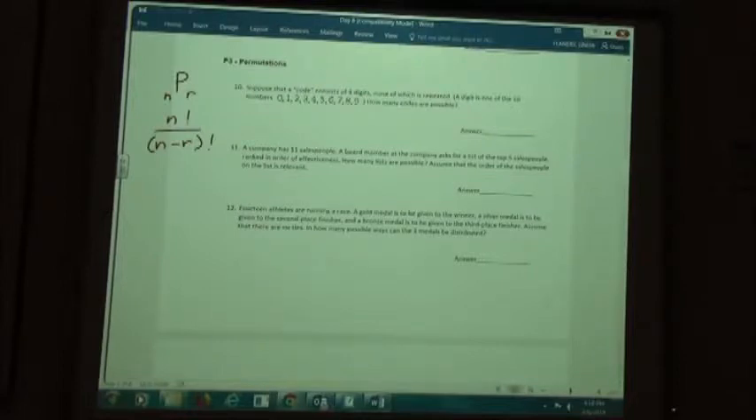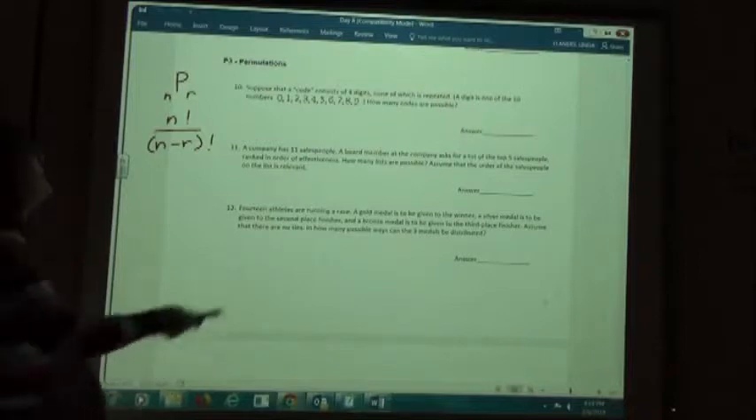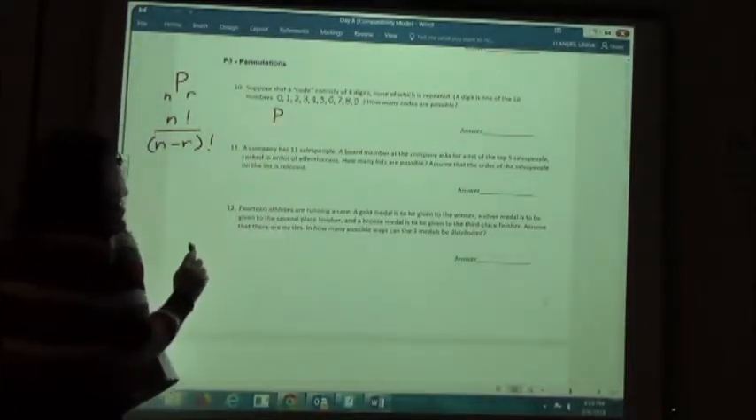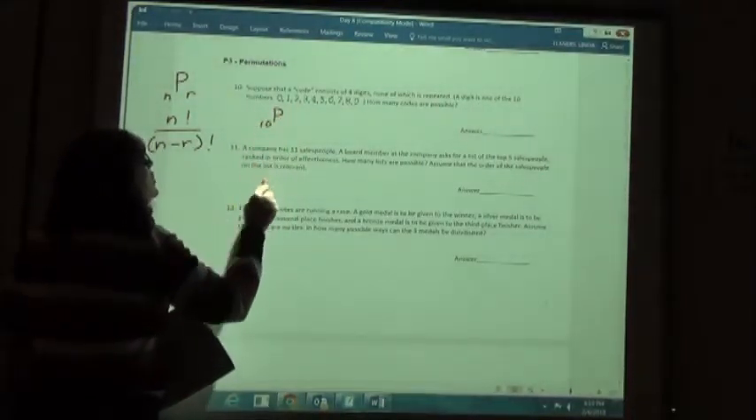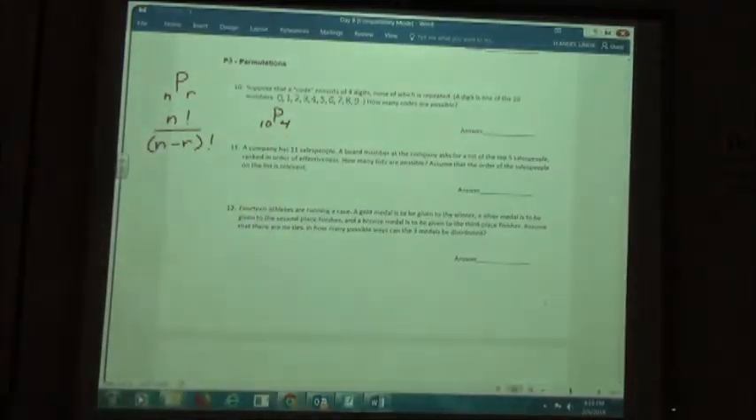So suppose that a code consists of 4 digits, none of which is repeated. A digit is one of the numbers, 10 numbers from 0 to 9. How many codes are possible? So 1, 2, 3, 4 is different than 4, 2, 3, 1, right? I'm going to do a permutation. I have 10 digits to choose from. I'm going to do 4 of them.